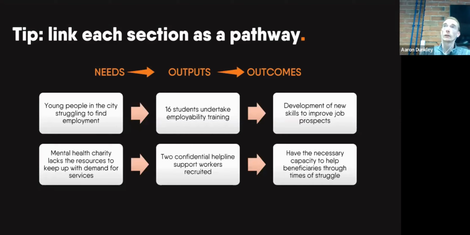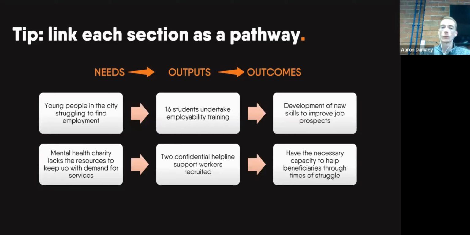If you're looking at yourself as an organization rather than the impact on your beneficiaries, then it's still about telling that story. So within the needs, your organization, you might be a mental health charity and you lack the resources needed to keep up with demand for your services. So what are you going to do with the funding? We're going to recruit and employ 2 confidential Healthline support workers.